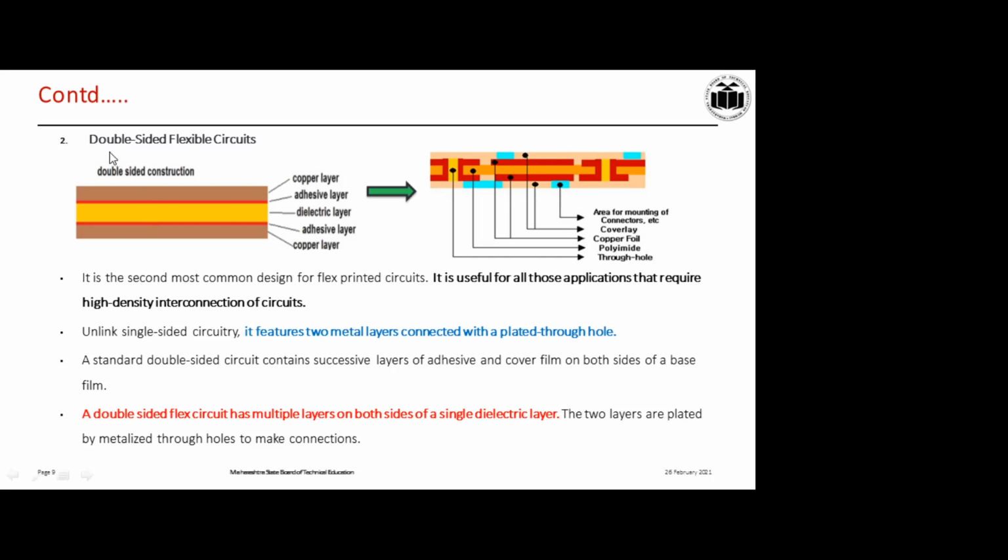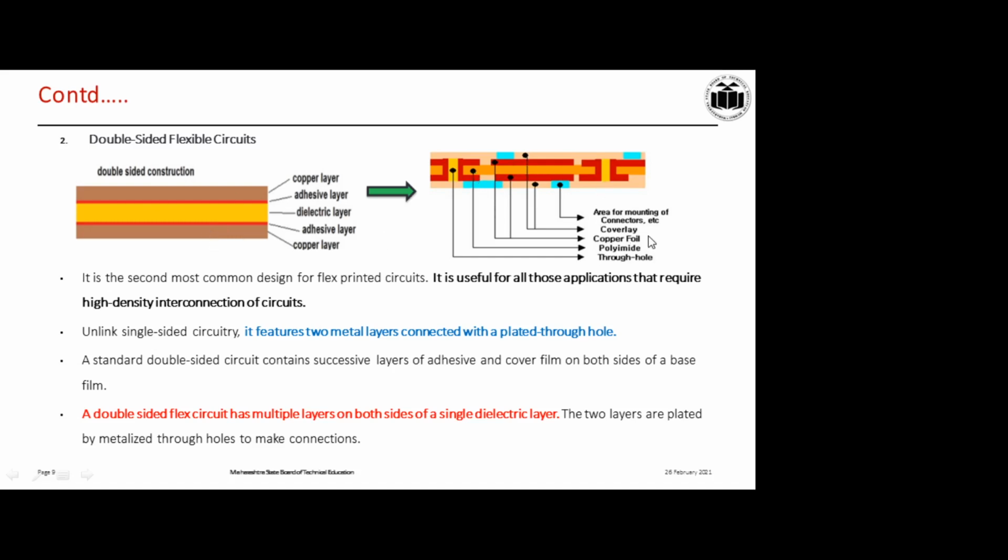The next type is double-sided flexible circuits. In a double-sided flexible circuit, you will find there is only one dielectric layer, and above this dielectric layer there is an adhesive layer. This means it can be used from both sides. Unlike a single-sided circuit, it features two metal layers connected with plated through holes. So these two copper layers are connected through the plated holes.